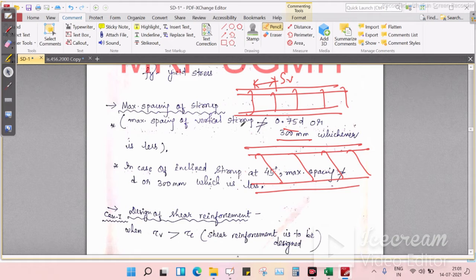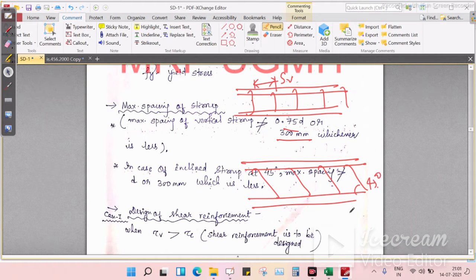Similarly, for inclined stirrups, the stirrups are inclined at 45 degrees. This is 45 degrees, and this is sv, the spacing. The maximum spacing should not be greater than d or 300 mm, whichever is less. So we first calculate d, then compare d and 300, whichever is less. Then sv should be less than d or 300 mm. This is the criteria for deciding the spacing.